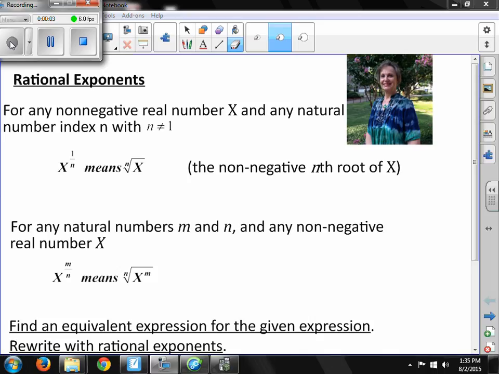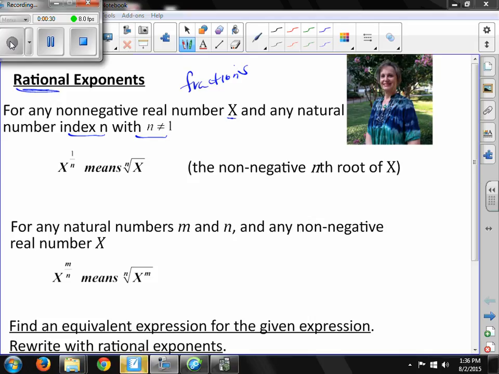In this video, we're going to be talking about rational exponents, or exponents that are fractions. So we'll start off with the definition of x to the 1 over n. What does that mean? Well, for any non-negative real number x and any natural number index n with n not equal to 1, x to the 1 over n means the same as the nth root of x. Or if you had x to the 1/2, that would mean the square root of x.